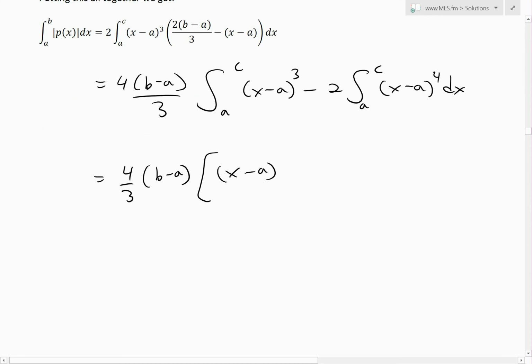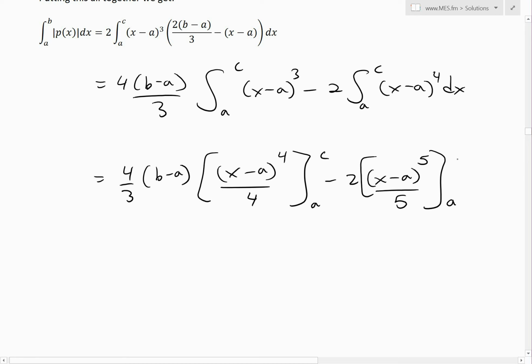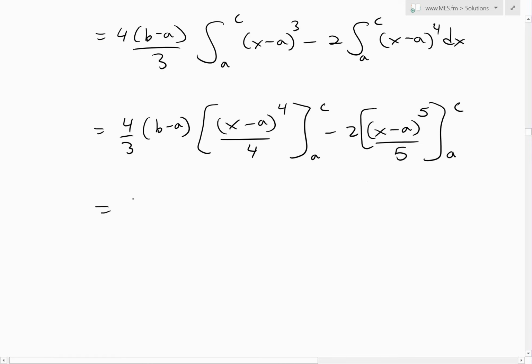a to the 4th divided by 4, from a to c. And same thing here: we get x minus a to the 5th divided by 5, from a to c. And then when you plug in these values and evaluate, we get this. We could also cancel these out, but I'll keep it there for now.